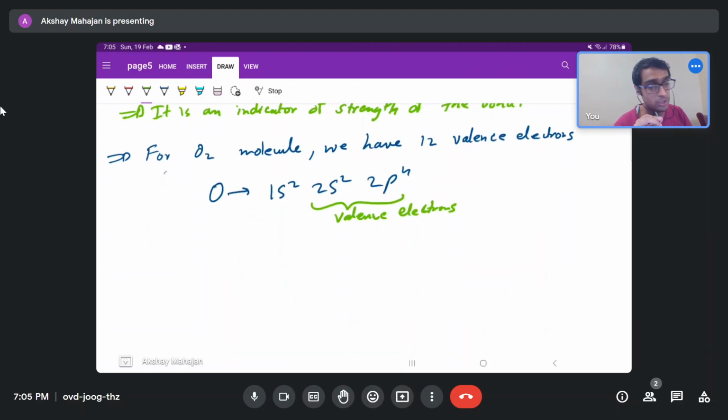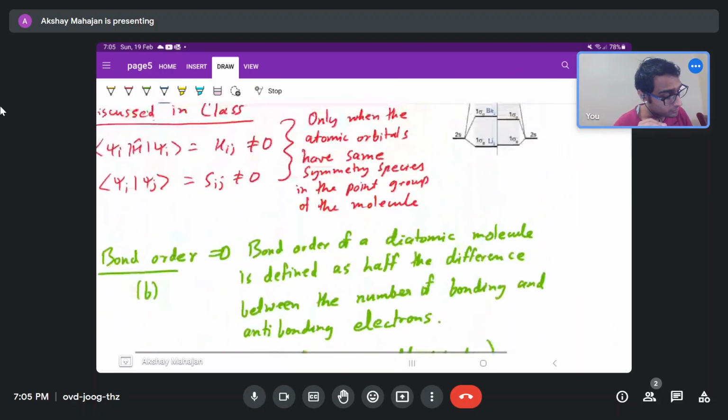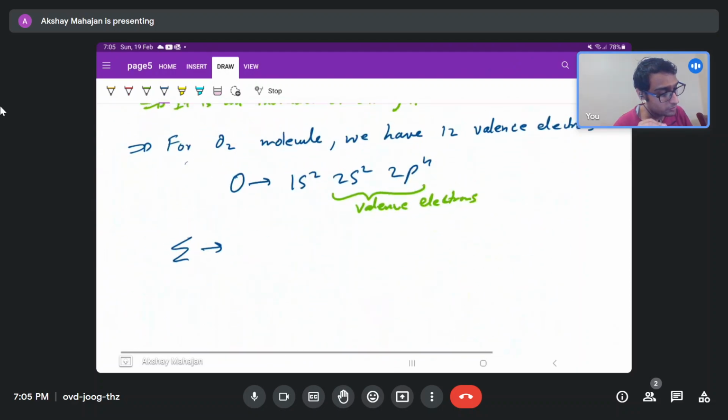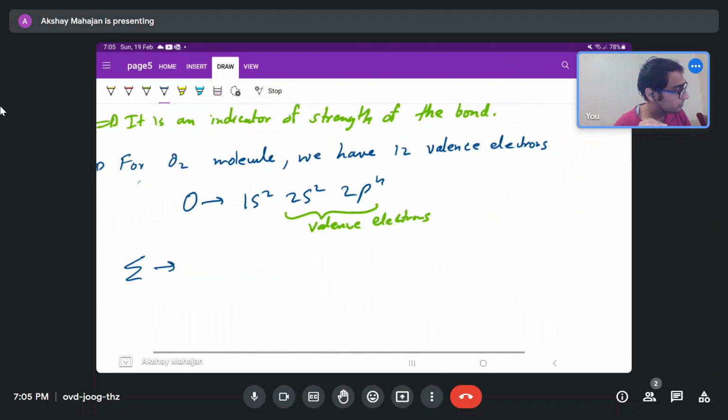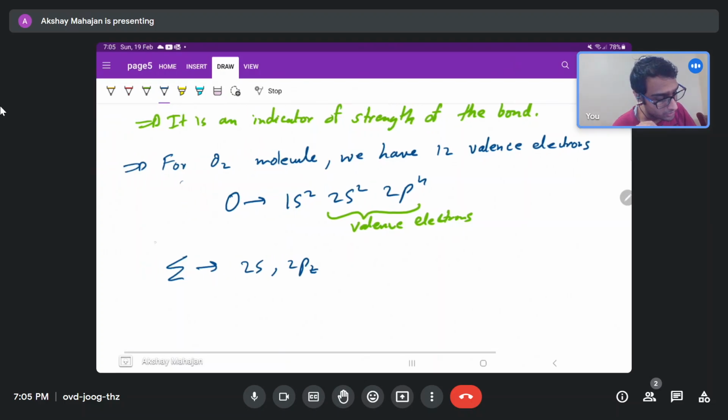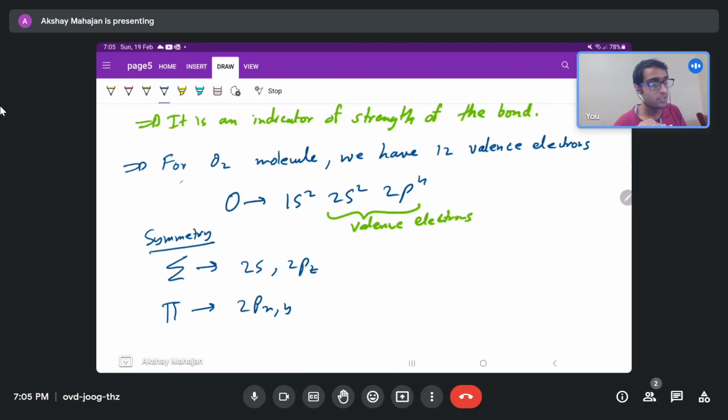One will be 2s, and the orbital that we have is 2pz. Now, according to the point group symmetry of the O2 molecule, 2s and 2pz have the sigma symmetry, and these two orbitals, 2px and 2py, have the pi symmetry.